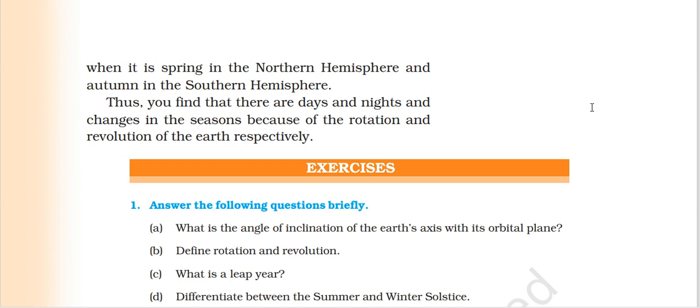Thus, you find that there are days and nights and changes in the seasons because of the rotation and revolution of the earth respectively. Day and night happen because of rotation, and the change of seasons happens because of revolution.